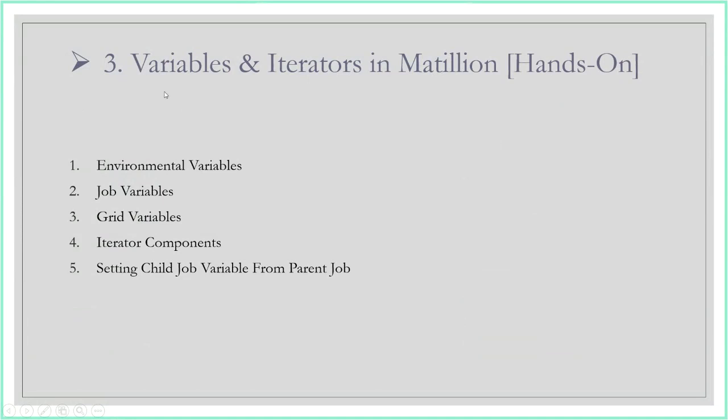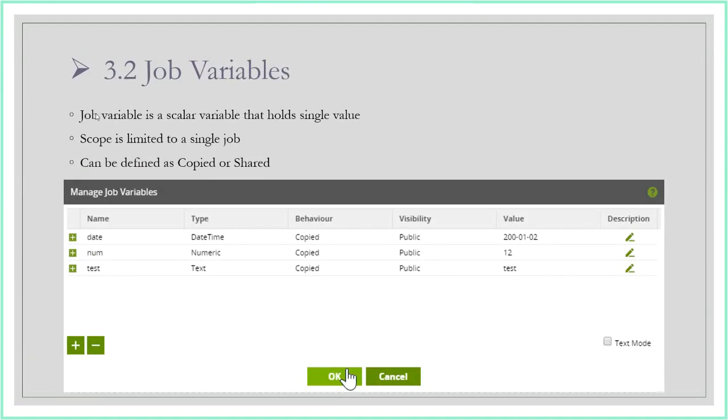Now, the next topic is variables in Matillion. The environmental variables we have already seen, right? We created environmental variables to hold, let's say, the database name, the schema name, or the S3 bucket name. The next thing that we have is a job variable. First we'll try to understand the difference. As I said earlier, the environmental variable is a kind of global variable, so it is available for all of the jobs within the project.